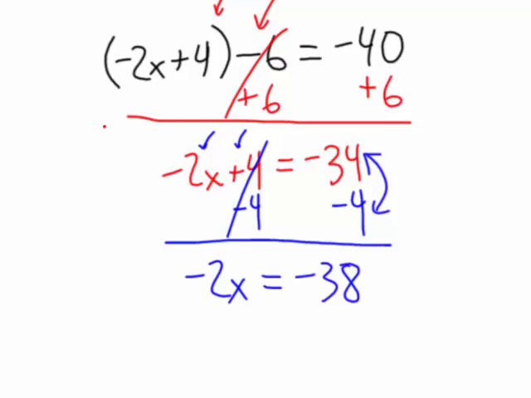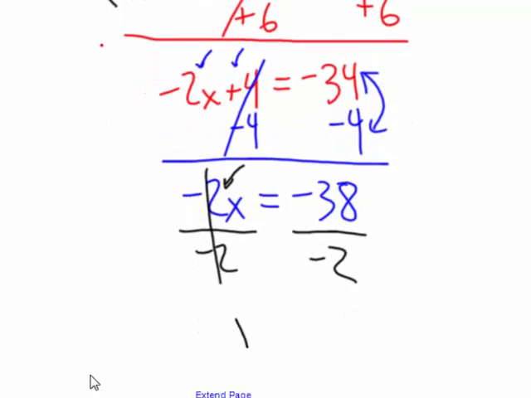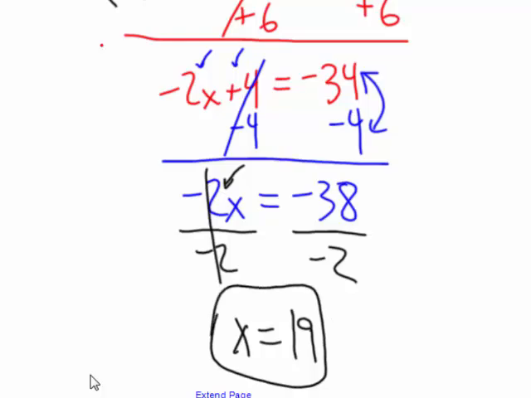And lastly, we're multiplying by negative 2, so the inverse is divide by negative 2. Whatever you do to one side, do to the other. Negative 2s cancel. And we're left with x equals 19. There we go. So just follow those rules.